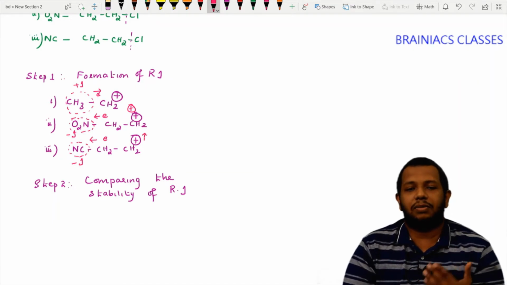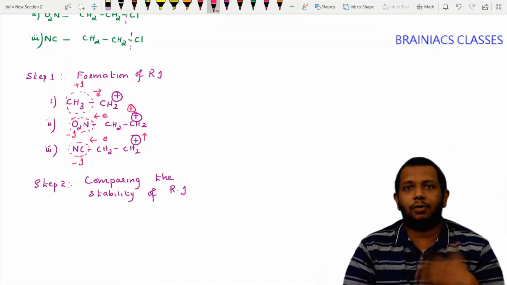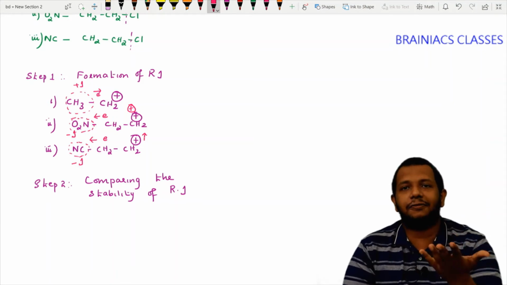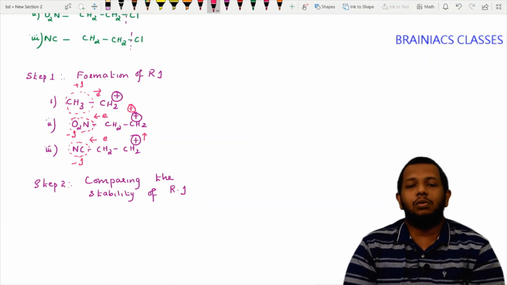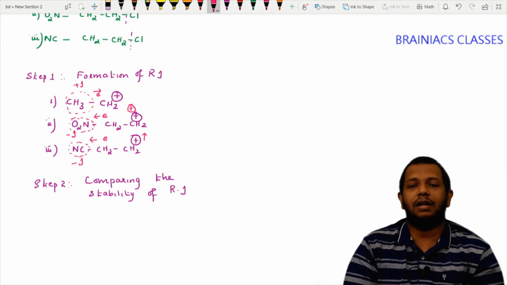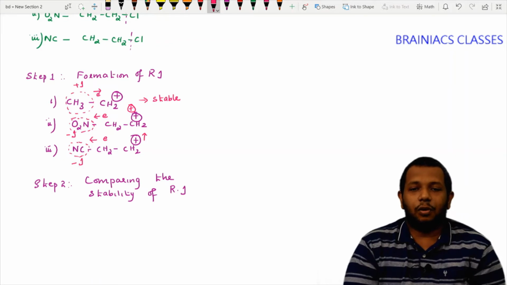Now a question comes here, sir: in the second option as well as the third option, both are minus I effect. So how do we compare? So I can say that the NO2 group has more minus I effect than the cyanide group. Now which intermediate is more stable? You can see that the first option is more stable.